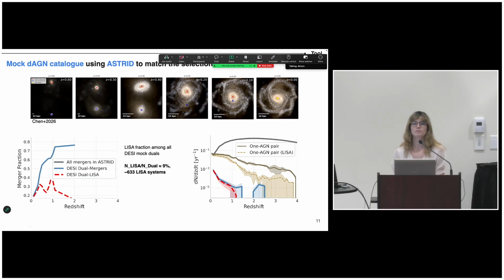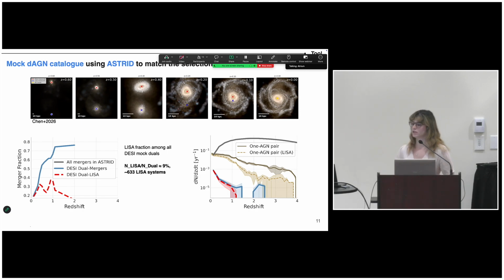or how many will be discovered by LISA. For that, what we did is we made a mock dual AGN catalog using the hydrodynamical simulation Astrid, and we matched the selection criteria of DESI with that, and then for the ones in this mock dual AGN catalog, we fast forward that in time and see how many will actually merge.